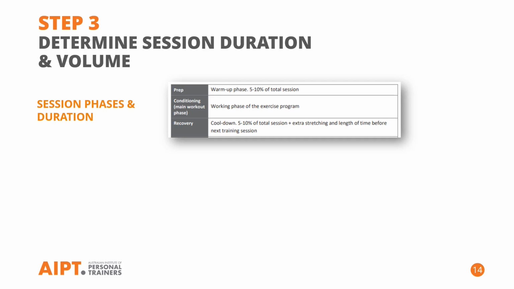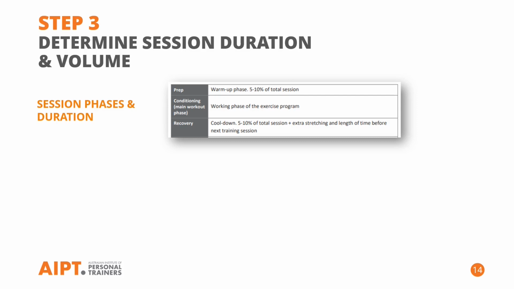The first one is your preparation phase, usually also called the warm-up. This is normally 5 to 10% of the total session duration. So in a 30-minute session, this could be anywhere from 3 to 5 minutes. Then we have the body of the session, the main workout phase, which is the conditioning phase. This is the most important part of the program, the actual exercises that we're programming, and these are specific to the client's goals.